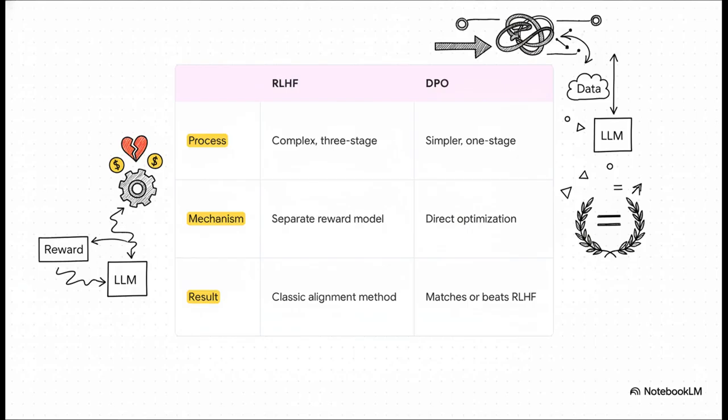So lately, a newer technique called direct preference optimization, or DPO, has gotten really popular. It's super clever. It skips the whole separate reward model step and finds a mathematical way to directly train the LLM on those human preference pairs. The upshot? It gets the same, sometimes even better results, with a much simpler one-stage process.